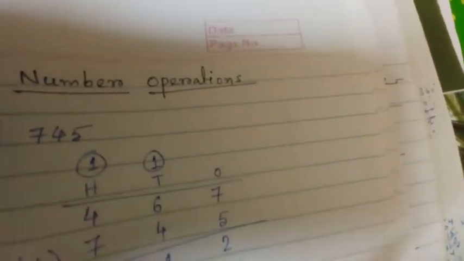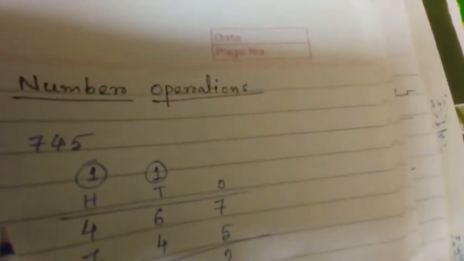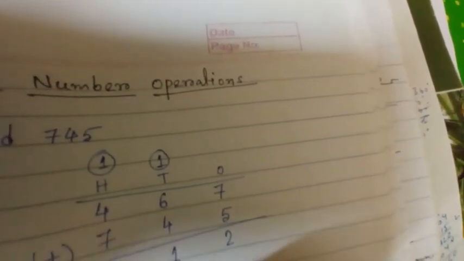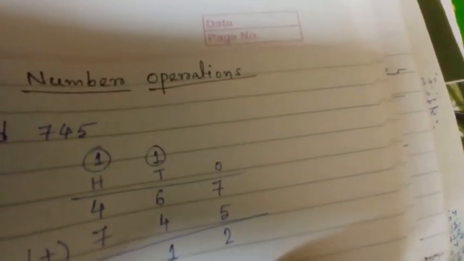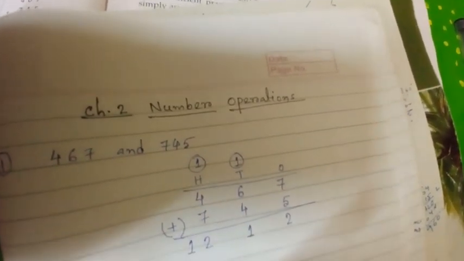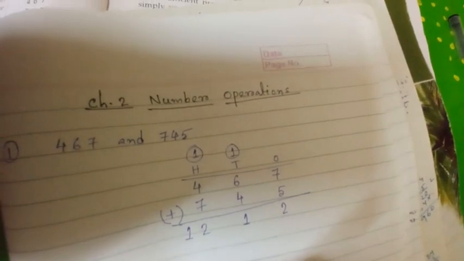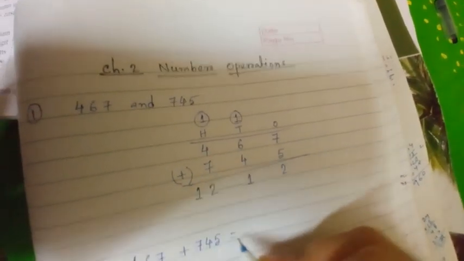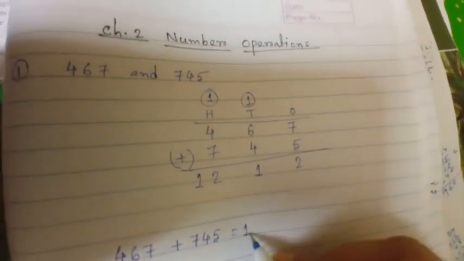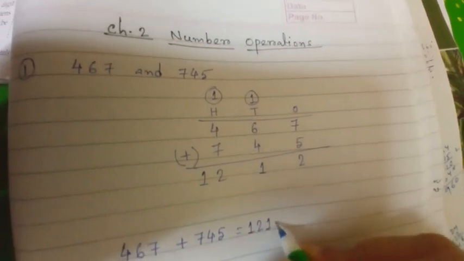So now actually no more digit is left in the left side. So that's why simply here we will write the number with carry. Okay, so it will be 12. So simply you write down 12. Okay, so now we know the addition of 467 and 745. So 467 plus 745. So after addition we will get the result. It will be 1212.